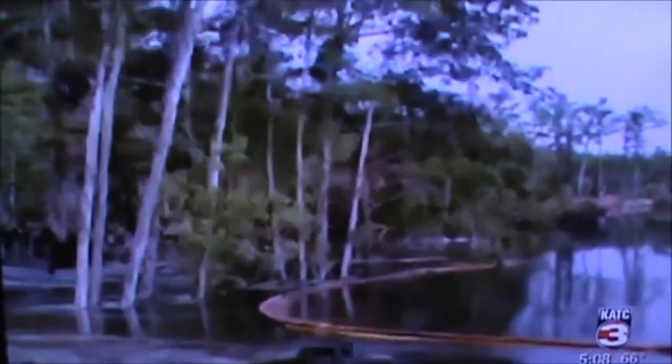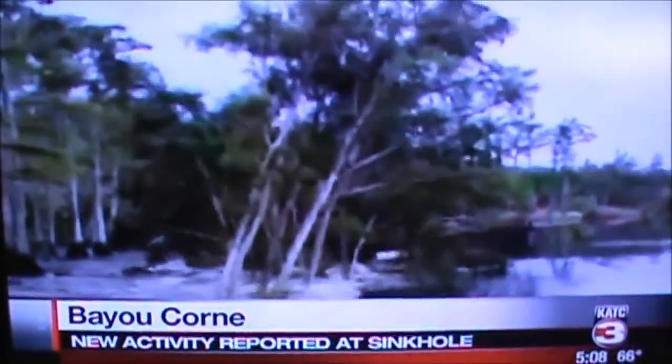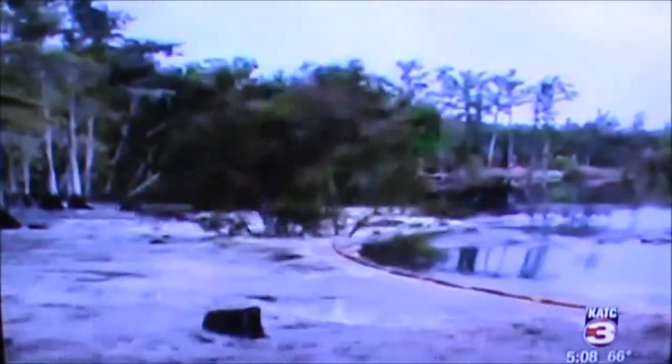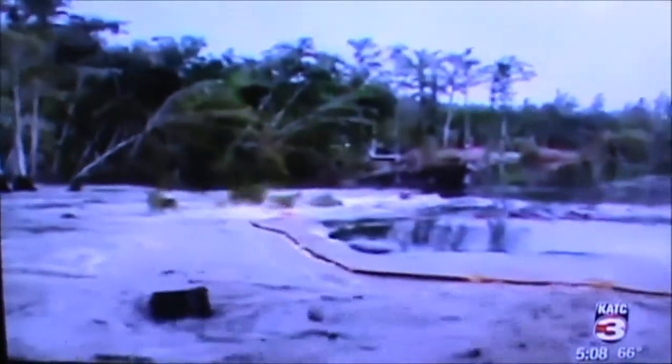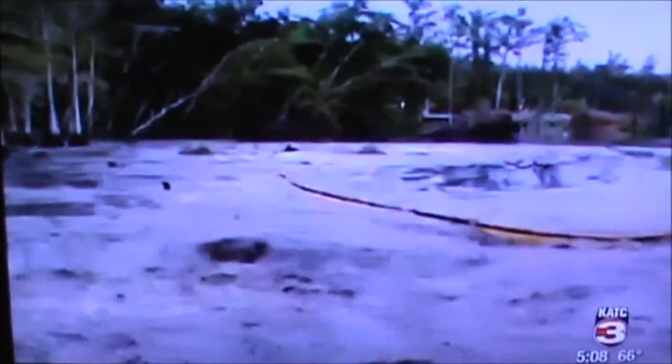News now. More activity reported out at that massive sinkhole in Assumption Parish. The sinkhole swallowed 6 cypress trees yesterday and then later released gas into the air. You're looking at similar activity there from last August, which was caught on camera. Yesterday's activity comes 2 weeks, though, after investigators say the sinkhole seemed to be stabilizing.